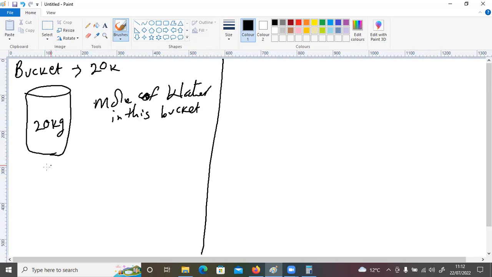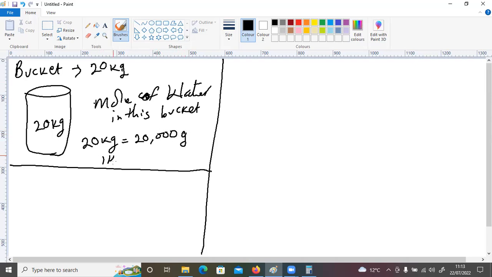So what mass am I dealing with? Remember, if we are going to do good molar calculation, our mass must be in grams. So 20 kg is the same as 20,000 grams. 1 kg is usually 1,000 grams. This one you need to know. I think you are required to know that one. So 20 kg is equal to 20,000 grams.